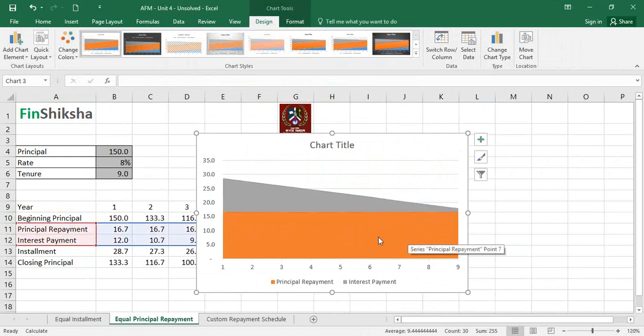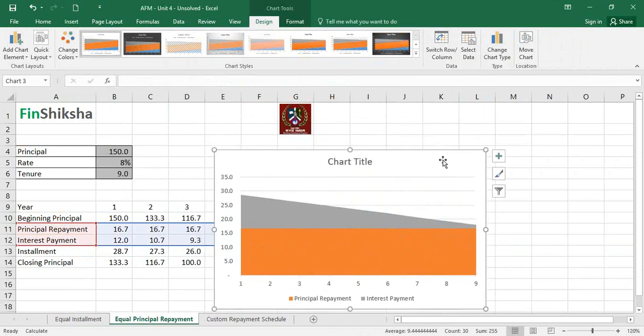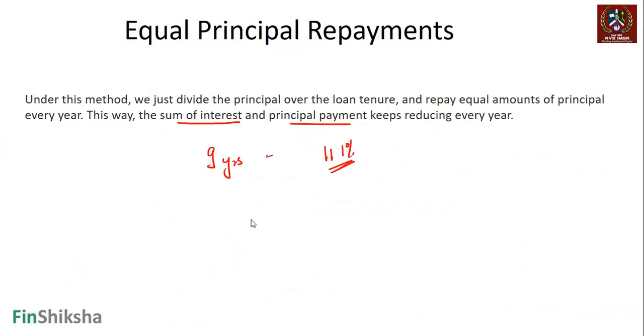So that's basically what we are looking at in terms of our broader understanding of the second mechanism of payment, which is an equal principal repayment schedule, right? That's the second one that we have seen. We'll cover the next ones in the subsequent videos.